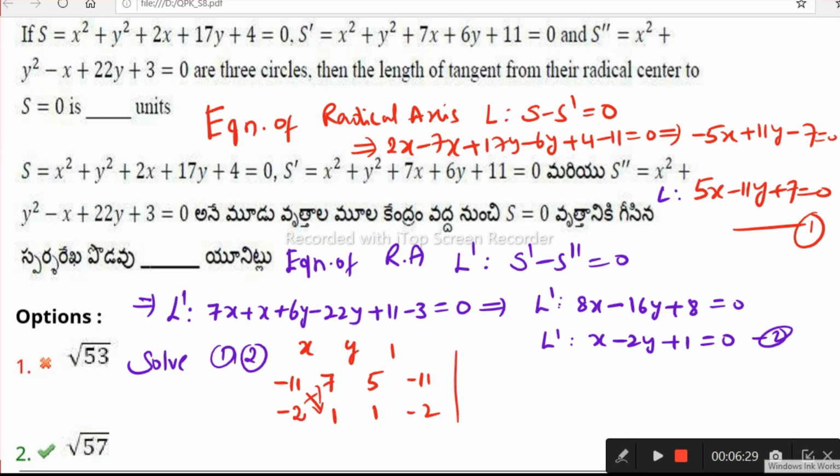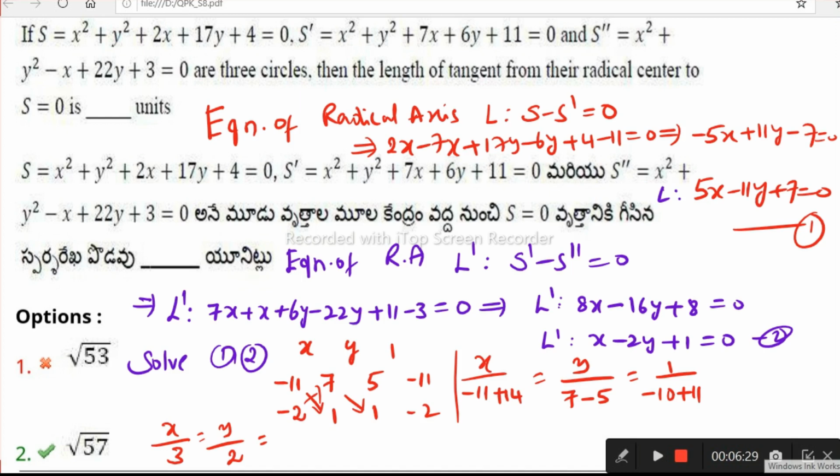Therefore, what is x by? Minus 11 into 1 is minus 11. In the middle, take a minus sign. 7 into minus 2 is minus 14, so minus and minus gives plus 14. This is equal to y by 7 into 1 is 7, 5 into 1 is 5, minus sign gives minus 5, equal to 1 by 5 into minus 2 is minus 10, minus and plus 11. So we can get x by minus 11 plus 14 is 3, y by 7 minus 5 is 2, 1 by minus 10 plus 1 is 1.